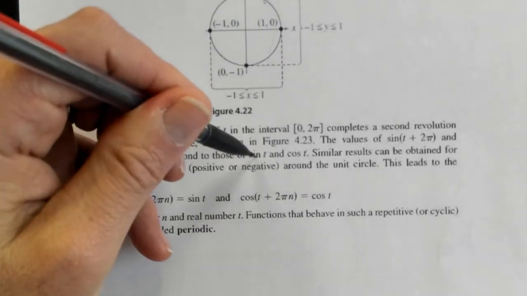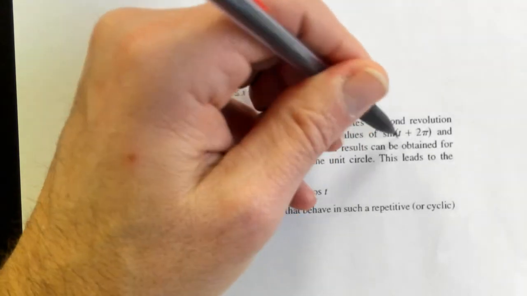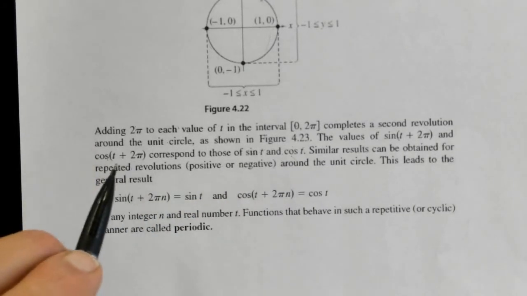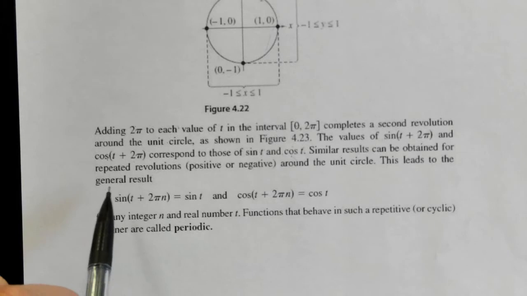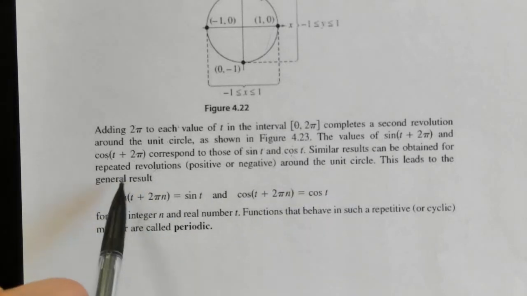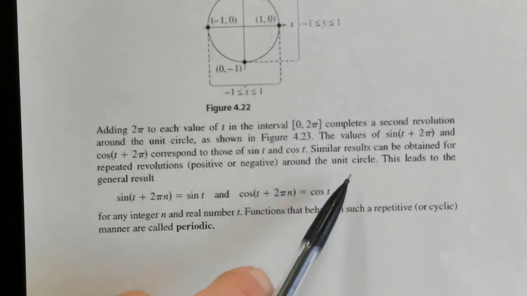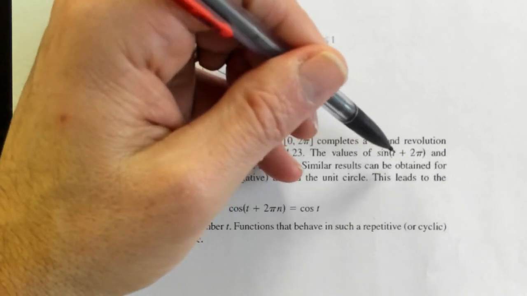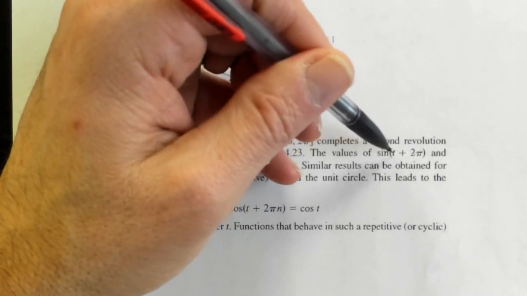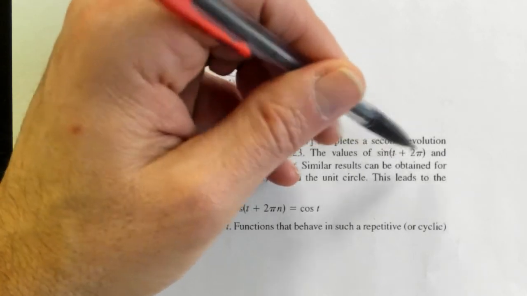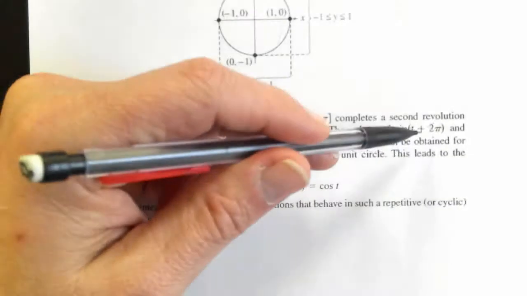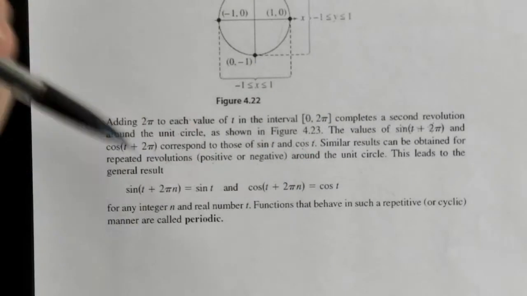So that means that sine of t and sine of t plus 2 pi is the same value. Same thing for cosine of t and cosine of t plus 2 pi. They're the same value. They match. Similar results can be obtained for repeated positive or negative revolutions around the circle. So in other words, sine of t is the same as sine of t plus 2 pi, the same as sine of t plus 4 pi, plus 6 pi, plus 8 pi, and so on. We mentioned that a little bit earlier when we were talking about the domain. And same thing for -2 pi, -4 pi, -6 pi, any multiples of 2 pi.